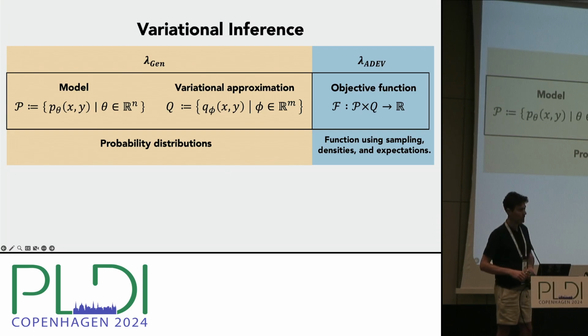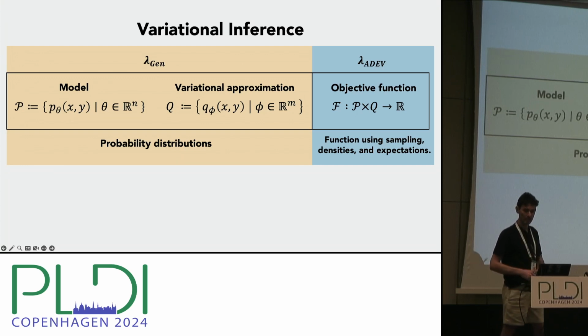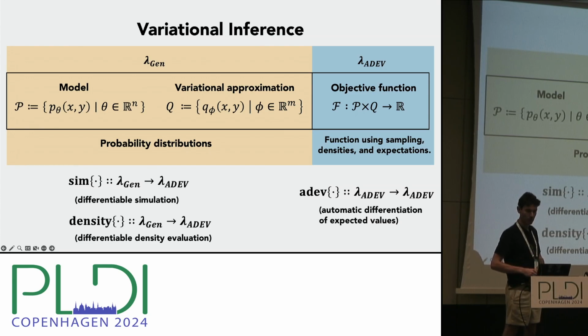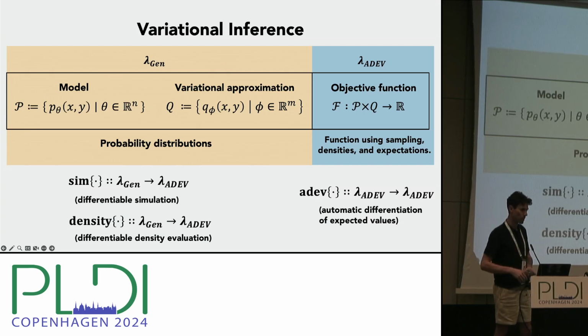We formalize this language as a simply typed lambda calculus called lambda gen. We have another language for defining objective functions. We call that language lambda addev. This language has an expectation operator, and we can then introduce 3 program transformations. These transformations are sim, a differentiable simulation transformation, density, a differentiable density evaluation transformation, and addev, a transformation which supports automatic differentiation of expected values in terms of unbiased gradient estimators.